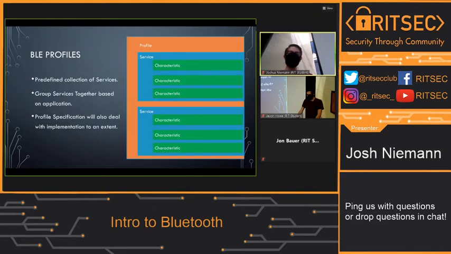The last layer of this is a profile, which is just a predefined collection of services. However, one important thing to note here is that often Bluetooth profiles will come with implementation details and specifications. So if you're going to implement this, you should implement it this way. BLE profiles are actually defined on the Bluetooth organization's website. You can go there, take a look at these profiles, and actually see specific implementation details, which is pretty cool.